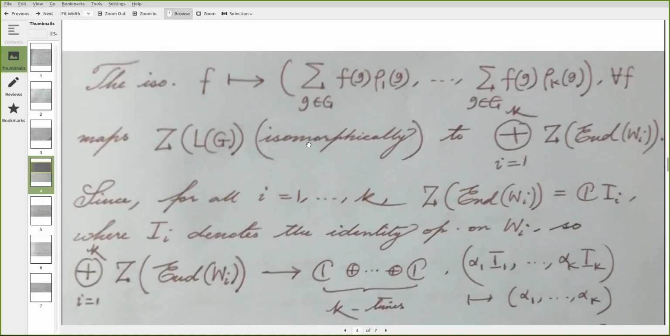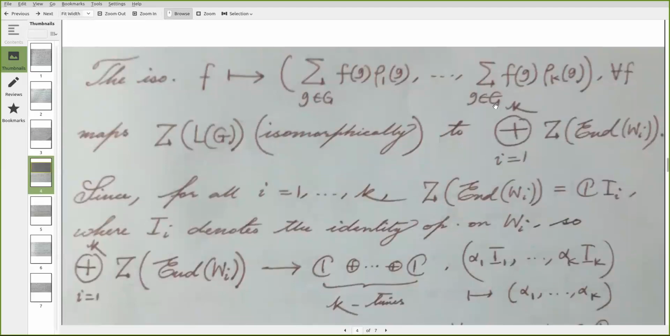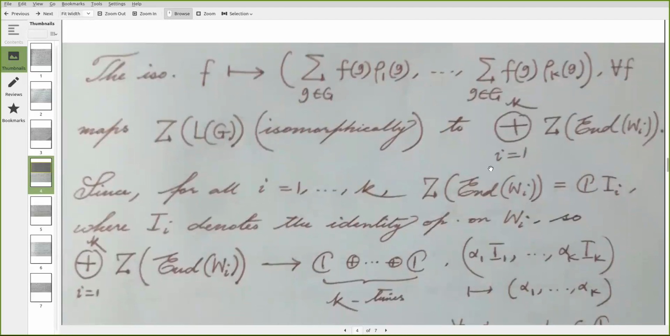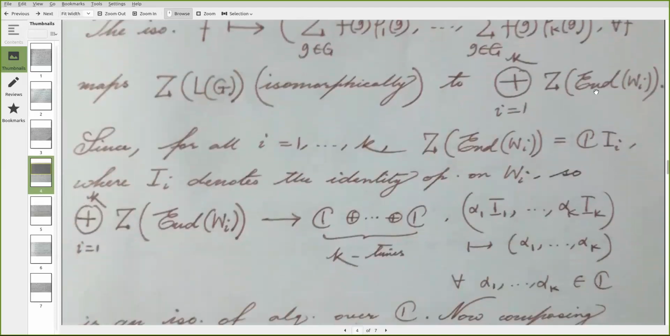So thus, more precisely, the Fourier transform is an isomorphism from ZG to the direct sum of the centers. Now we observe that a typical summand is Z(End(W_i)). What is the center of the endomorphism algebra of a vector space? This is just all the scalar multiples of identity, right? The scalar multiples of identity.